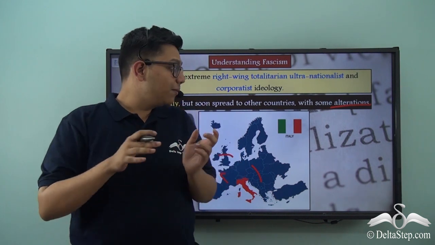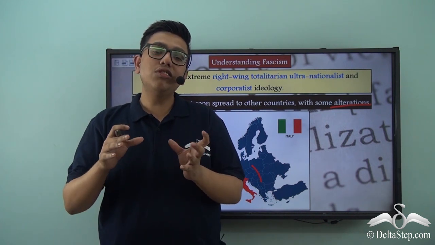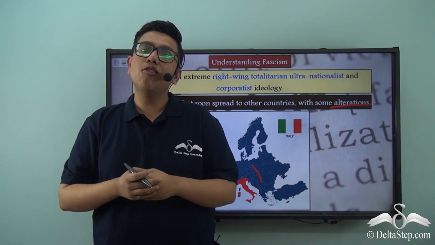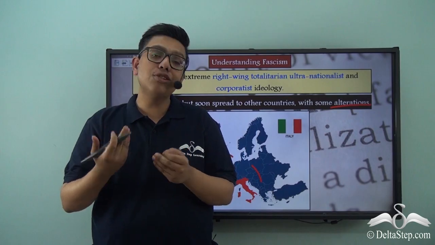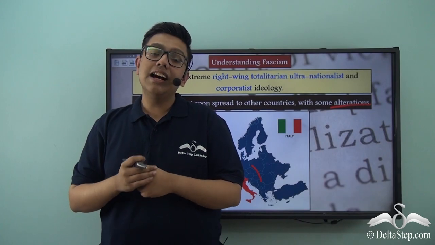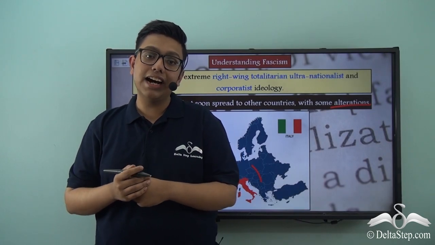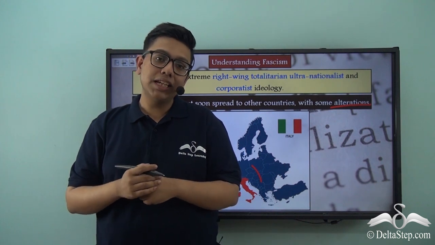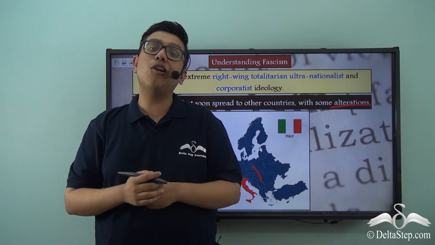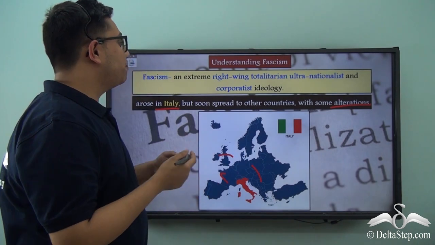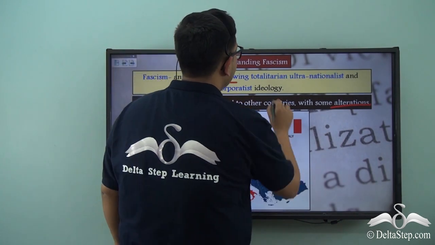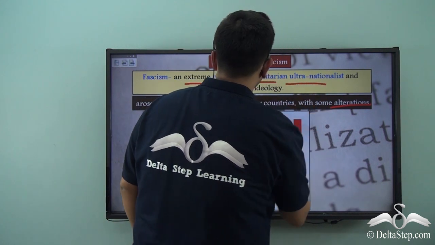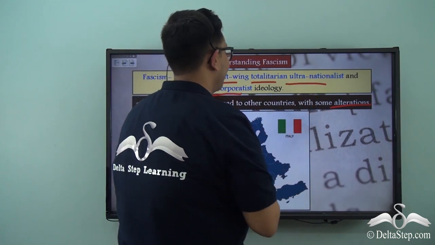And therefore, similarly, the other countries who took the ideology of fascism from Italy also made their own alterations. And therefore, there were many such different versions of fascism. The most notable being Nazism, which arose in Germany under Adolf Hitler, something which we will see in the later part of the chapter. Now, fascism is best defined to be an extreme, right-wing, totalitarian, ultra-nationalist and corporatist ideology.